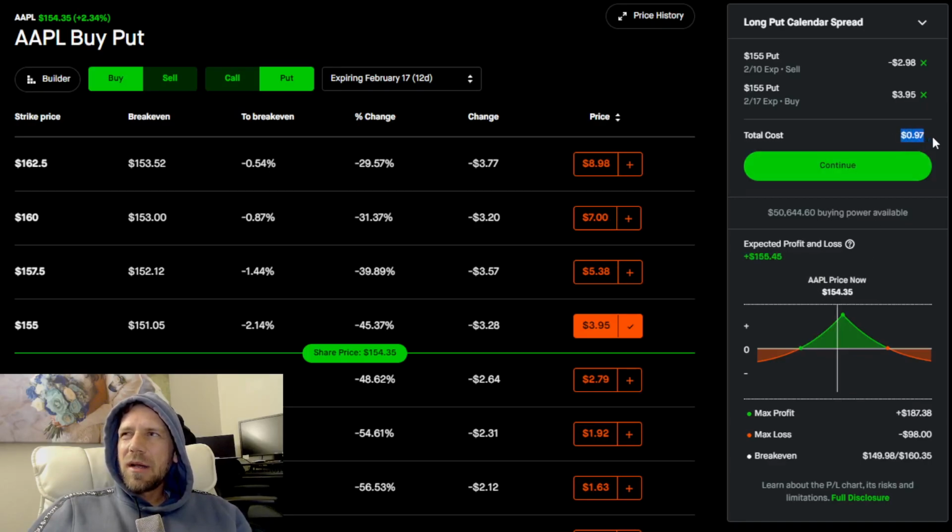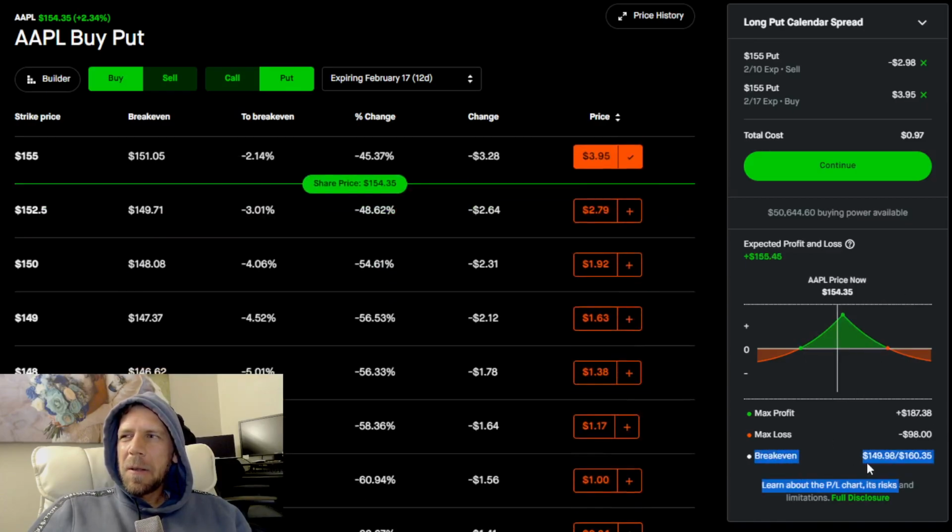Maybe you need to do it with puts. Because look, it's going to cost me only $97 initial capital, which I'm not going to lose all of if I'm wrong. And the maximum payout is 187.38. You can do it with puts. Okay? But it's the same thing. It's the same chart. Look at these break-even numbers here. You see this?